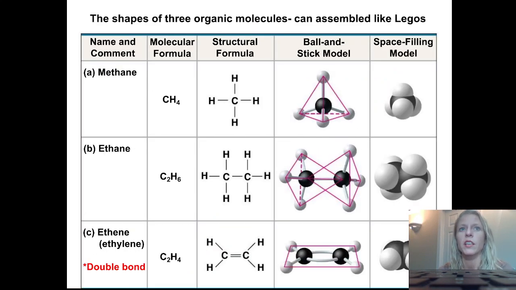So here is an example of three ways in which you can assemble organic molecules. You can do the structural formula, which is like the stick with the letters. Then you can do the ball and stick model, and then you can do the space filling model, where instead of sticks, the little balls are just directly attached to the center carbon, in this instance for methane.